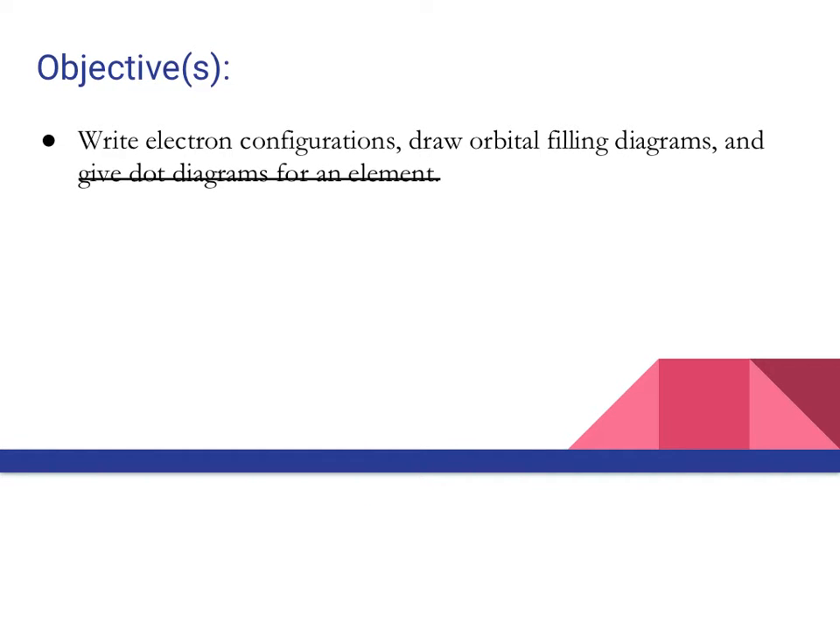Okay, so in this video, we are going to talk about how to write something known as an electron configuration and draw an orbital filling diagram. Those two are related, and then in our next video, we'll get into how to draw the dot diagrams for the elements.